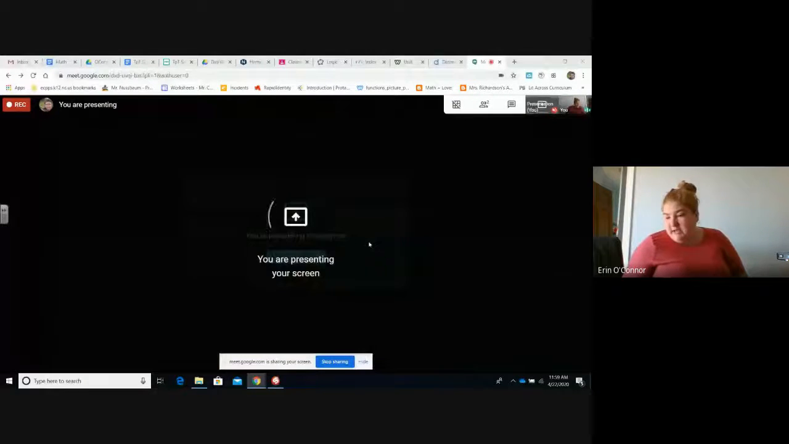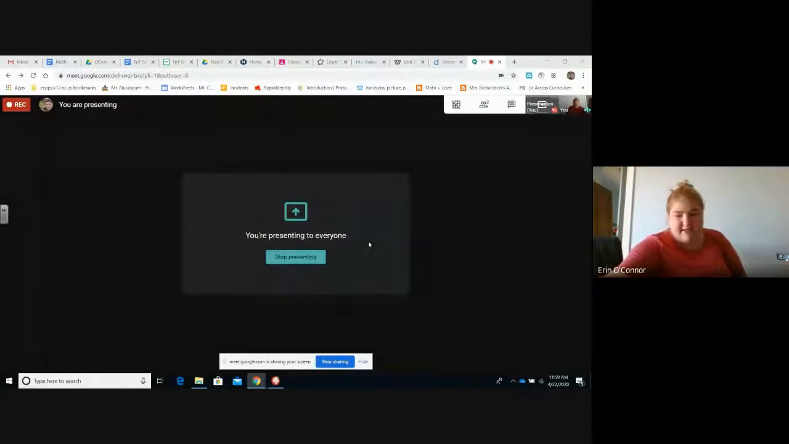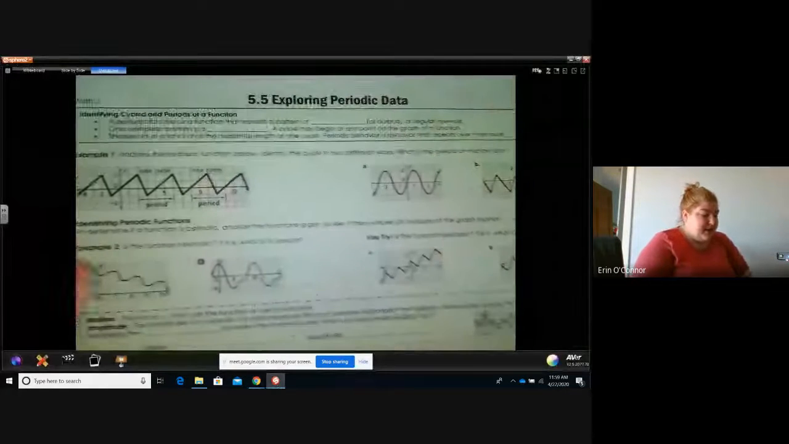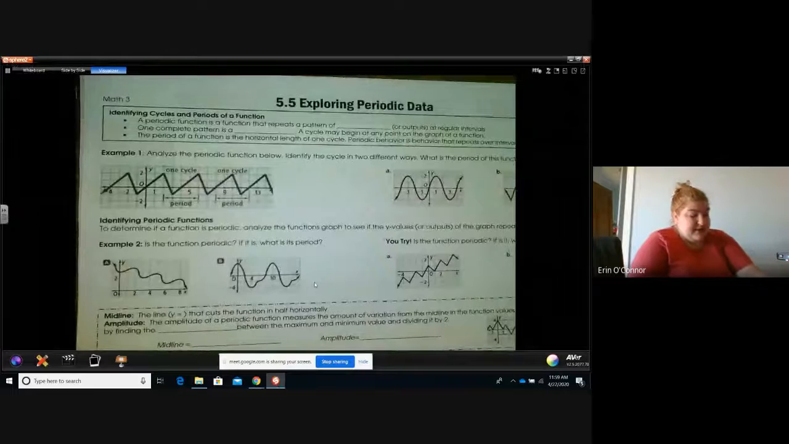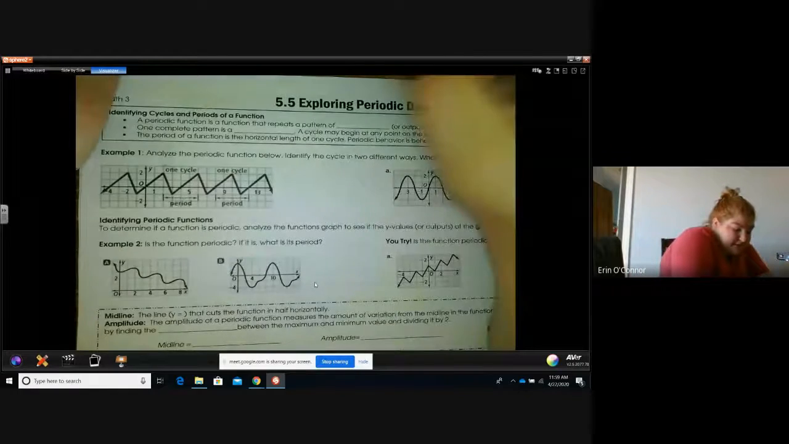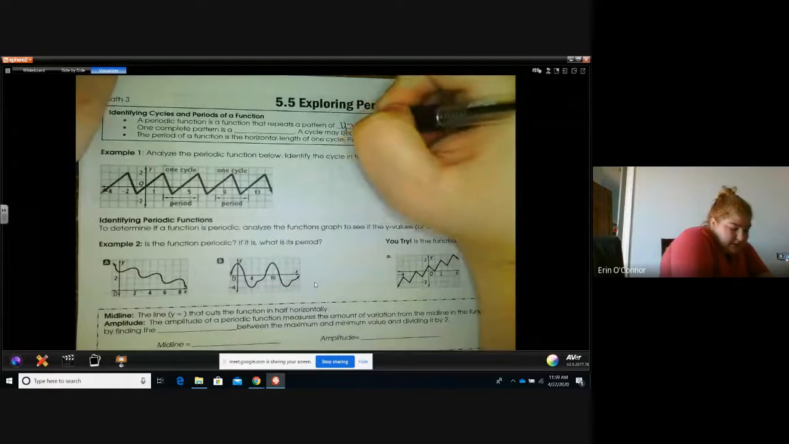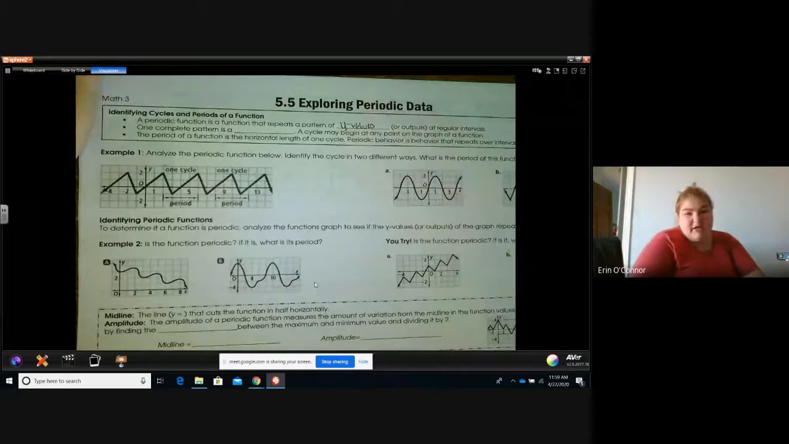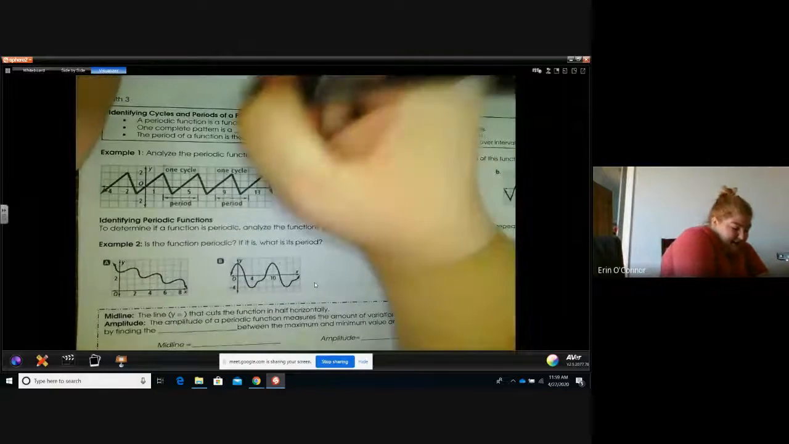So we are going to look at exploring periodic data today. Identifying cycles and periods of a function. A periodic function is a function that repeats a pattern of y values or outputs at regular intervals. It doesn't have to be symmetrical, but it's just going to repeat those in a regular interval. One complete pattern is a cycle.